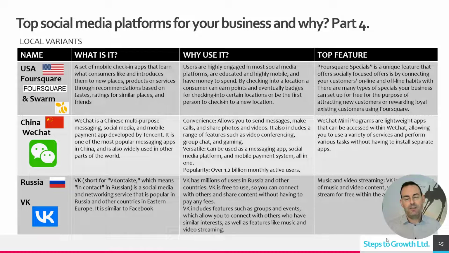And finally, there are local variants. So most of the ones I've covered were originally US created, and they became global. But obviously in some countries and markets, people tried to make local variants, or the governments stopped the US ones coming in specifically so they could make local variants. So in the US, Foursquare and Swarm are mobile check-in apps that learn what people like and introduce them to new places. It's good to get on those as well.